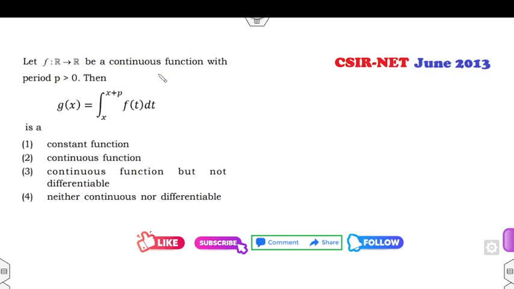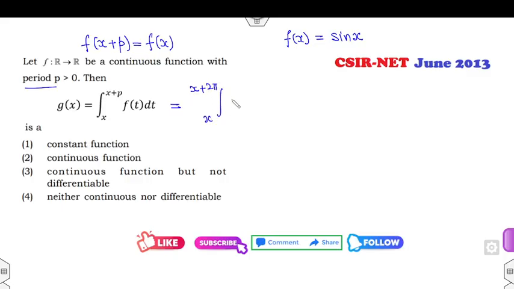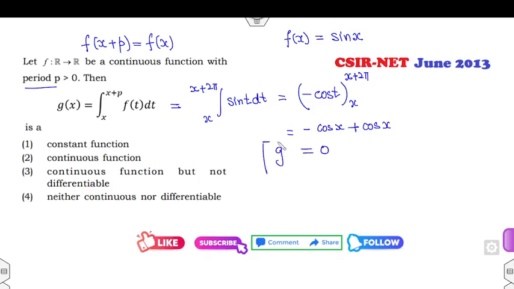Okay, let g be the continuous function of period p, so f of x plus p is f of x. You can choose any example of a periodic function, say sin x. Here the period p is 2 pi, and the integrand is sine of t. If you integrate, it is minus cos t from x to x plus 2 pi. So cos of 2 pi plus x is cos of x, and minus minus plus gives 0. That means g is 0.